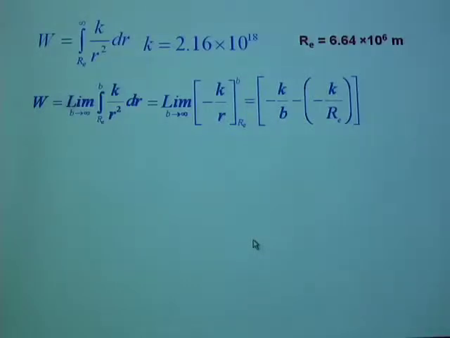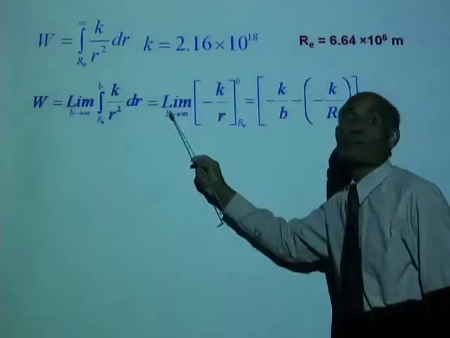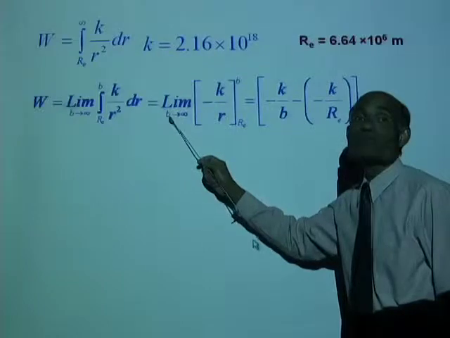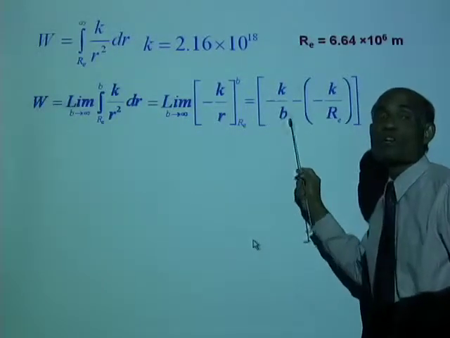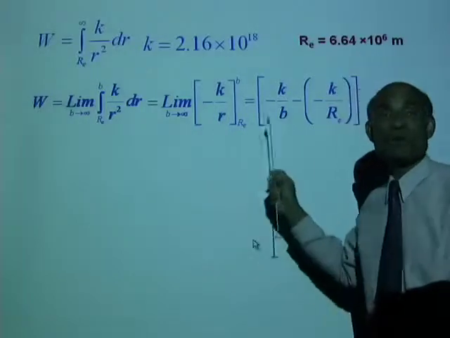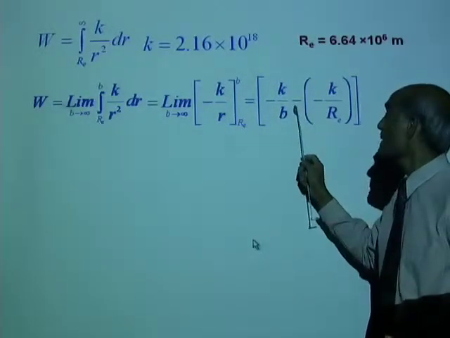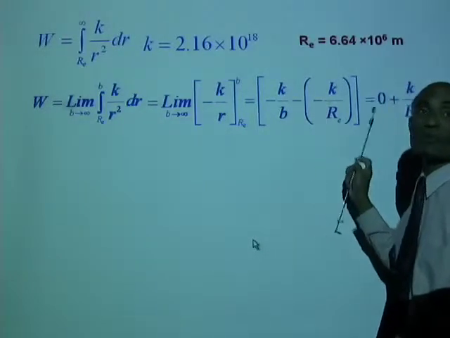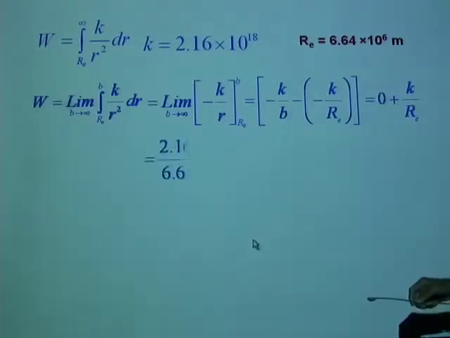That's right. Yes, and now tell me, what is the value of k over b when b goes to infinity? In the limit when b goes to infinity, k over b is 0. Any number divided by infinity is 0. So this will be 0, minus become positive. So this will be k over r, 0 plus k over r.